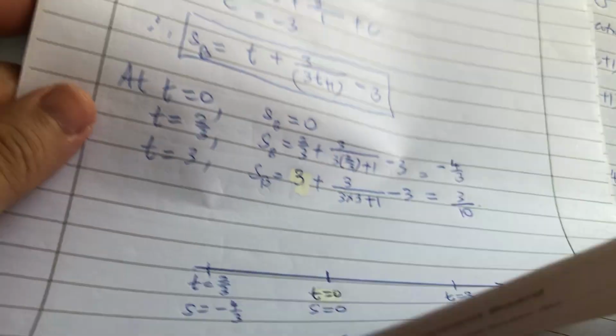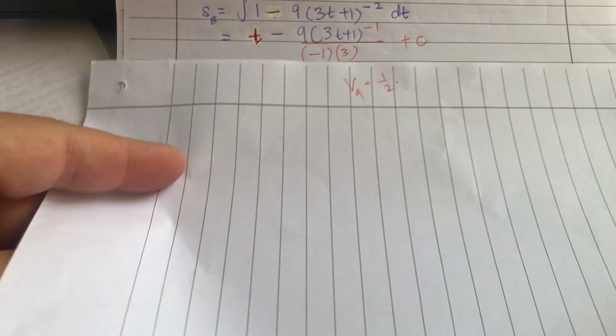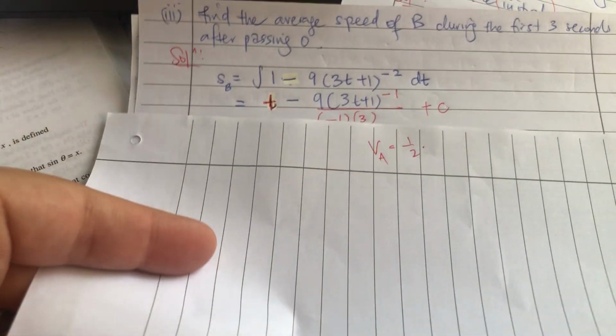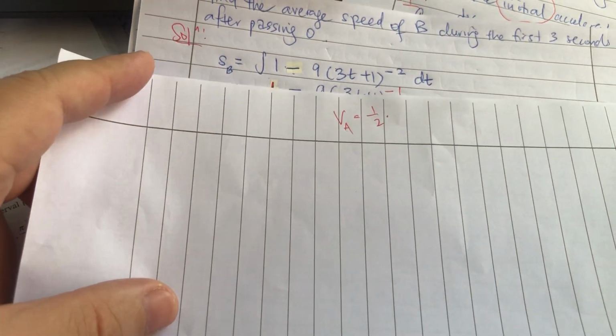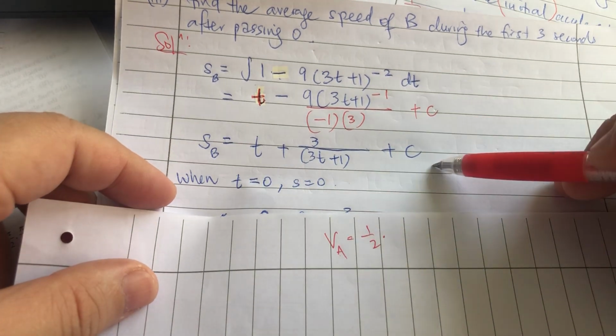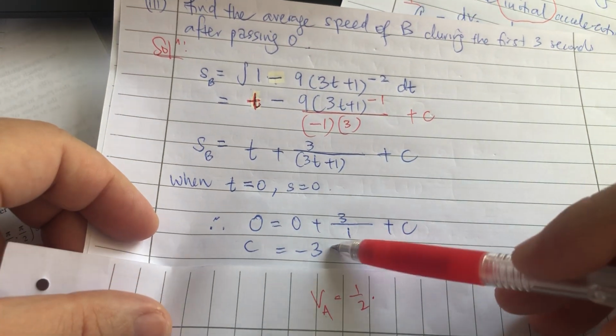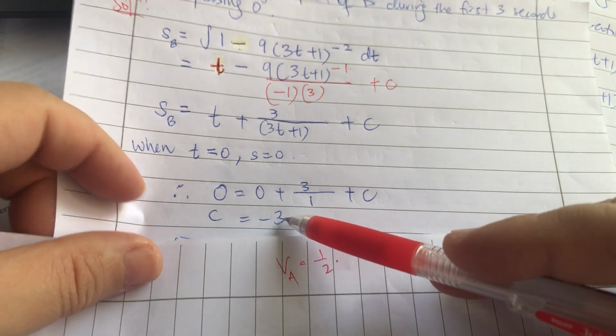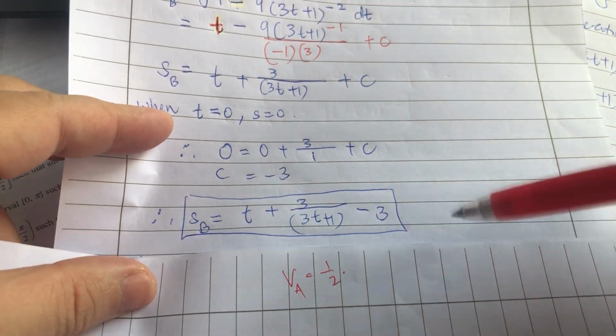Find the average speed of B during the first 3 seconds. Which means I need to find the s for B, right? So I find this. Then remember, must find c. Although the c is 0, you must still... c is not 0, c is minus 3, you see? In this case, it's minus 3, like that, okay?